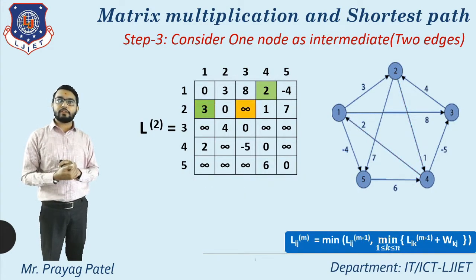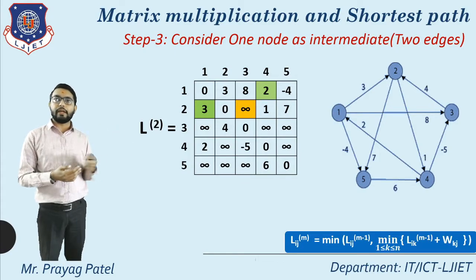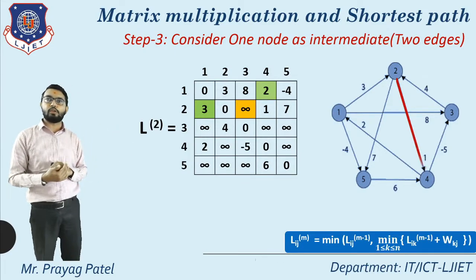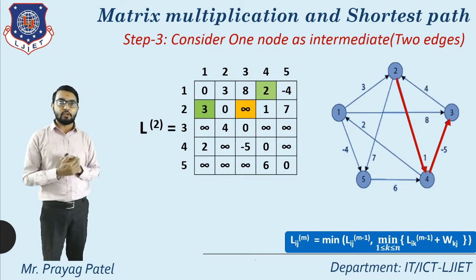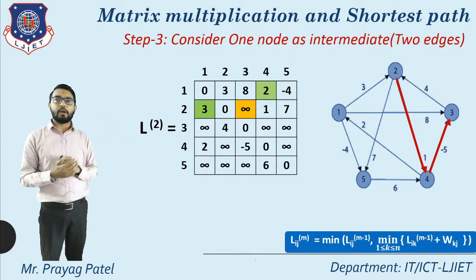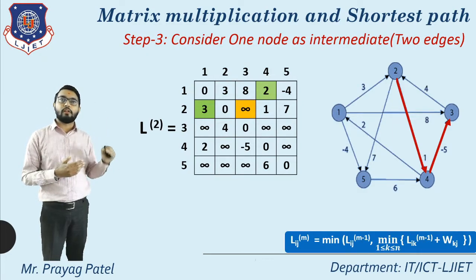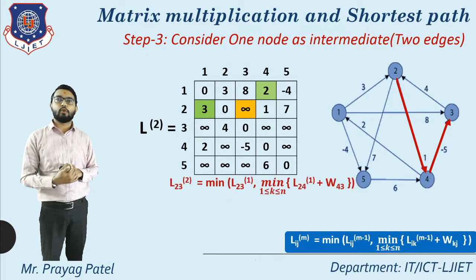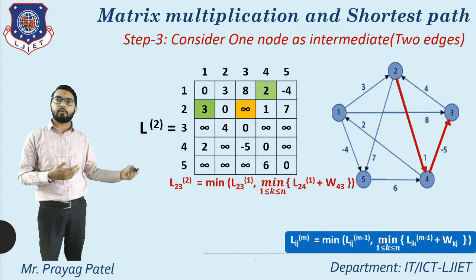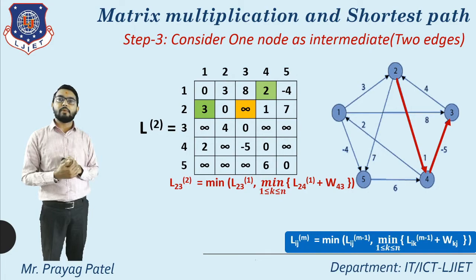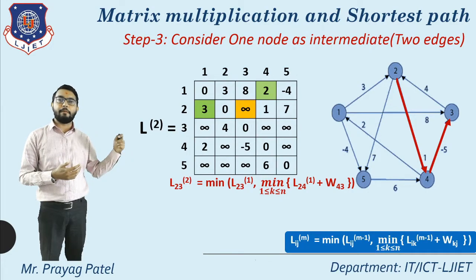Now according to this we solve all data. Here consider next location as 2 3. In location 2 3 consider path from 2 to 3. Direct path is not available. Here according to one node as an intermediate consider 2 to 4, then 4 to 3. So according to our formula this is our next step. L23 equal to minimum of L23 and second part is minimum of L24 plus weight of 43.